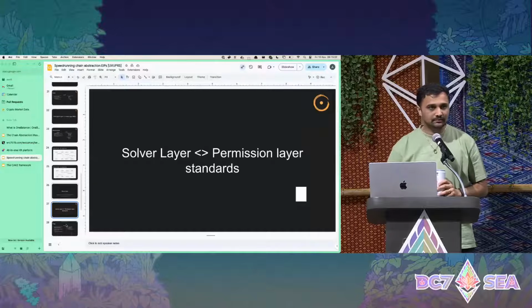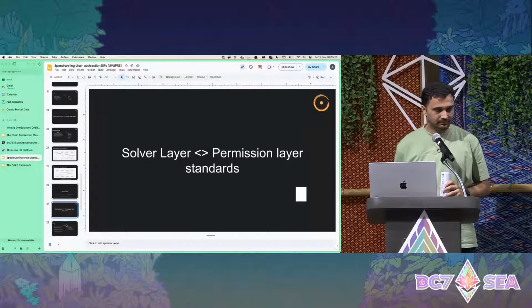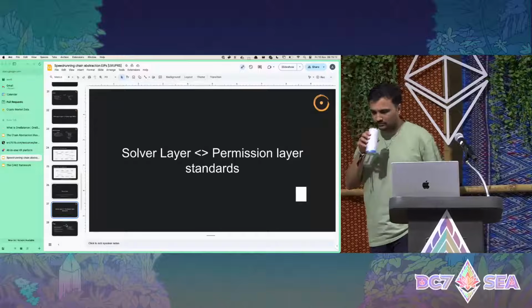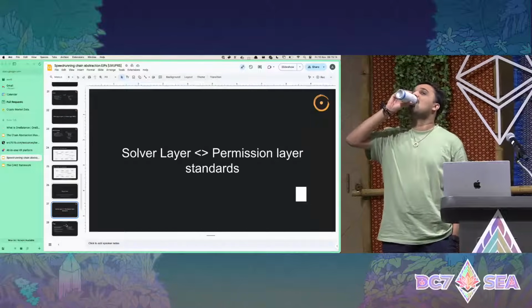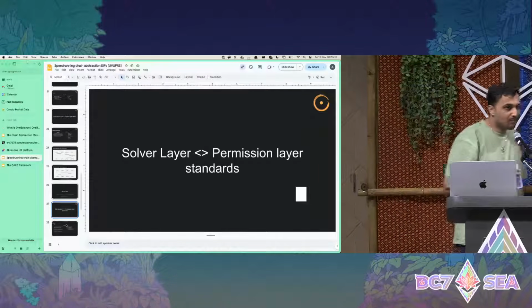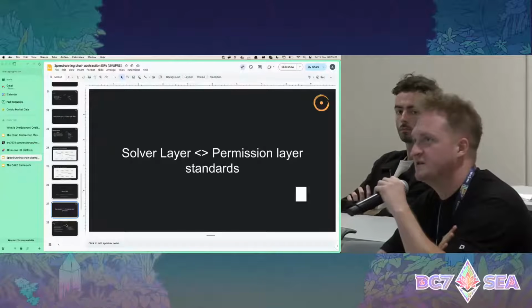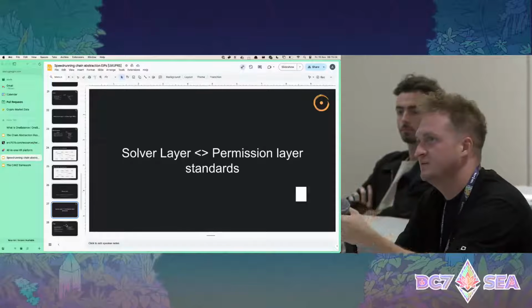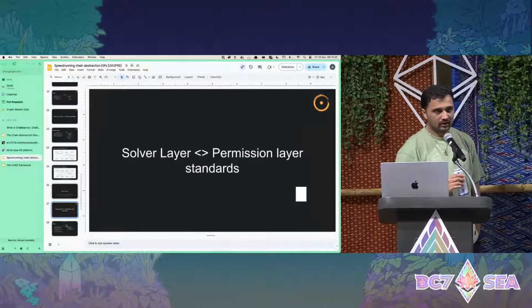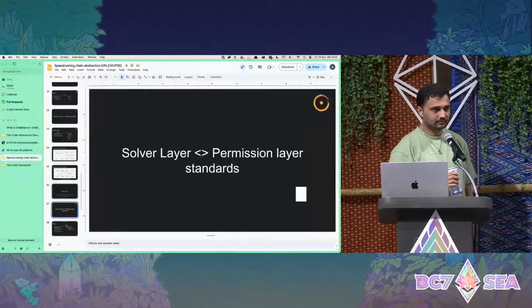Any other questions? Yes. Are solvers permissionless, so anyone can become one? Or not yet? Can anyone become a solver? In the demo, not yet, but ideally, yeah, you can have a permissionless solver. Okay.